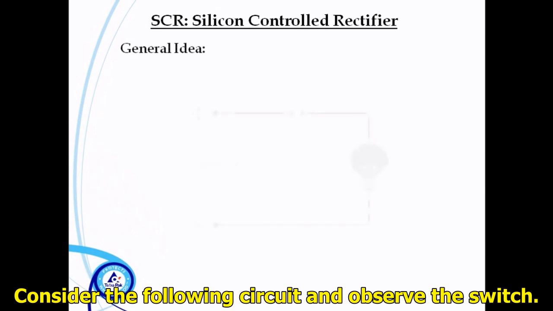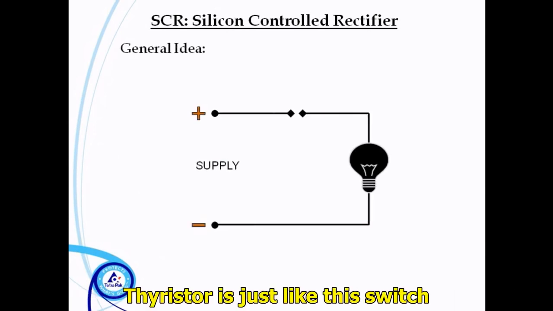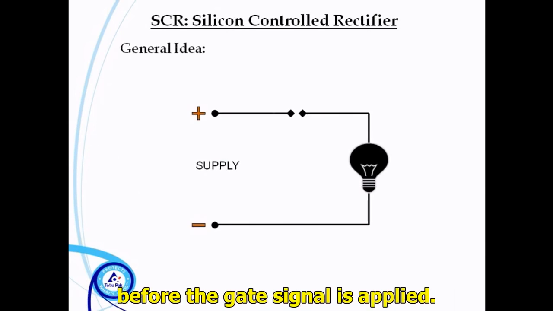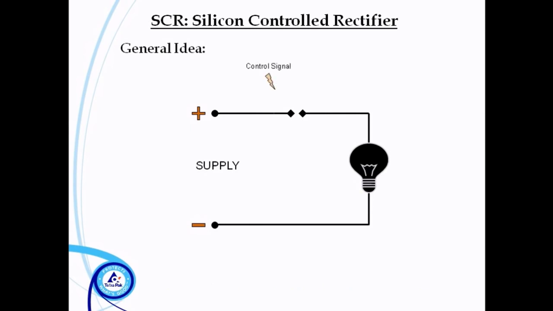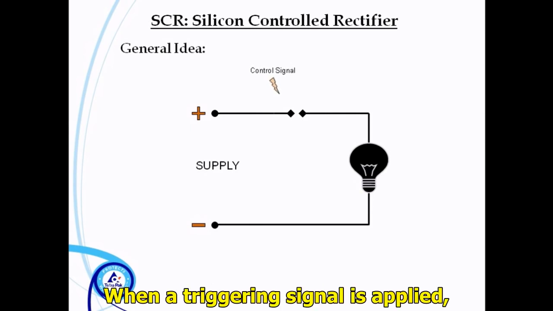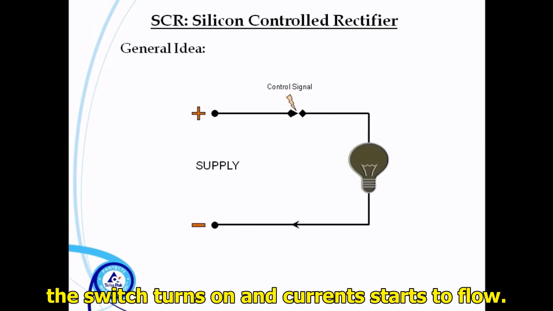Consider the following circuit and observe the switch. Thyristor is just like this switch before the gate signal is applied. When a triggering signal is applied, the switch turns on and current starts to flow.